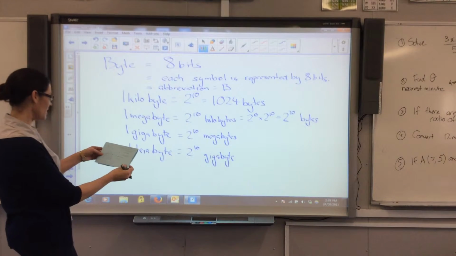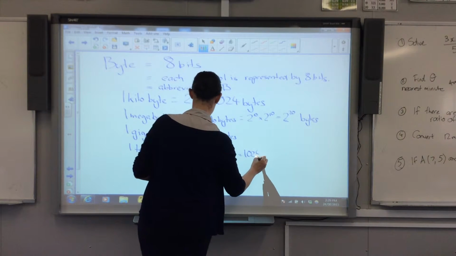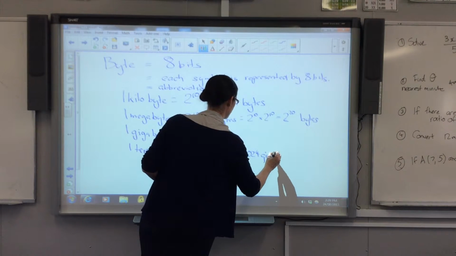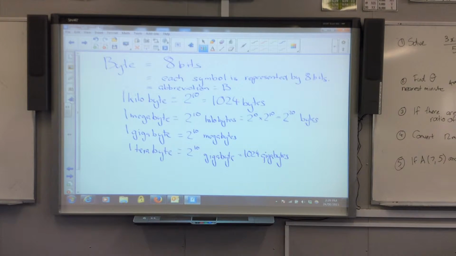Alright, so on your formula sheet, it looks exactly like this.